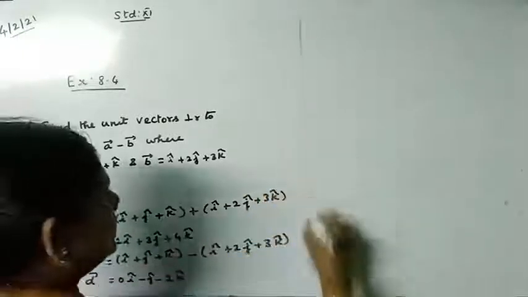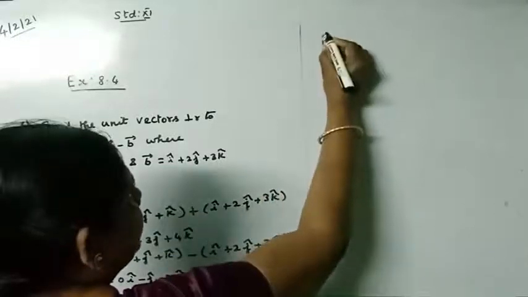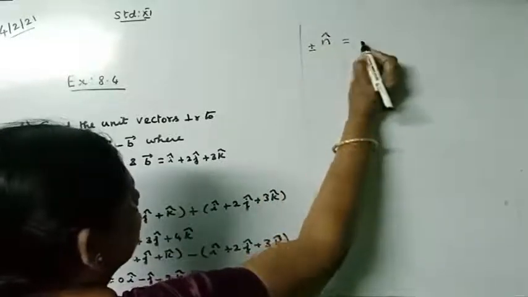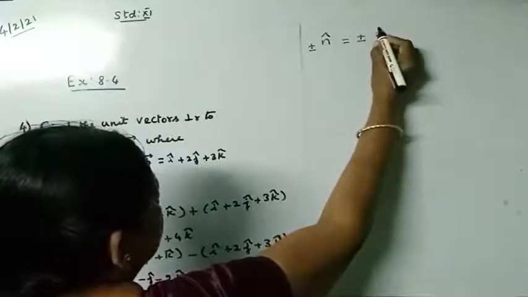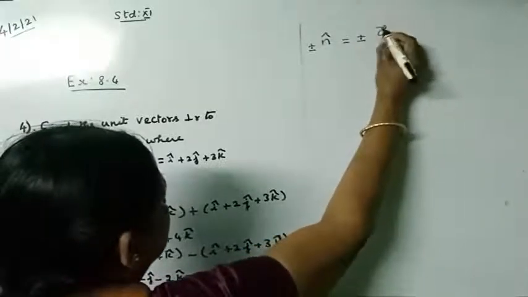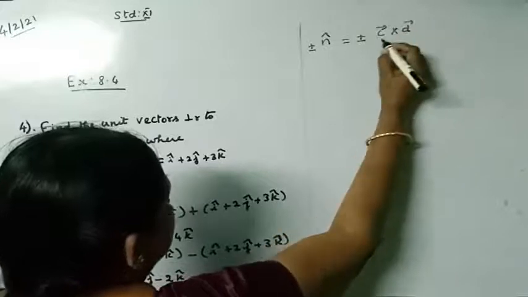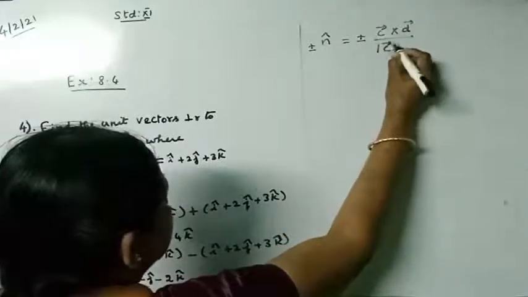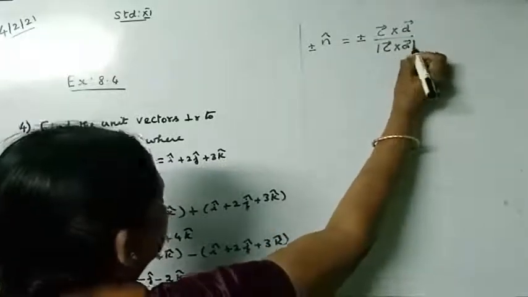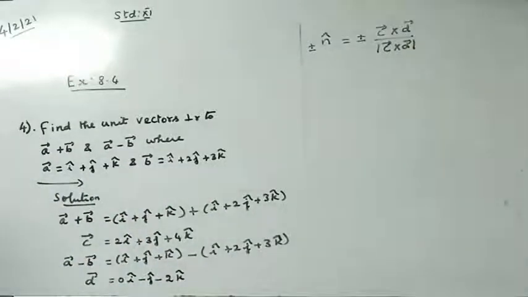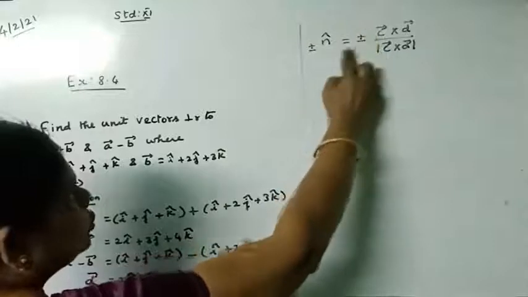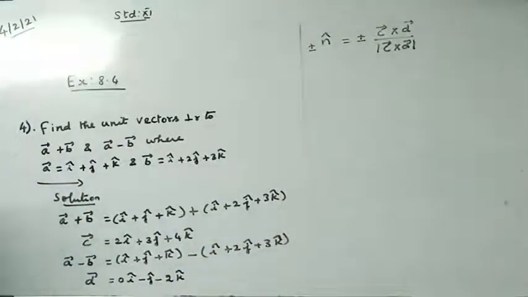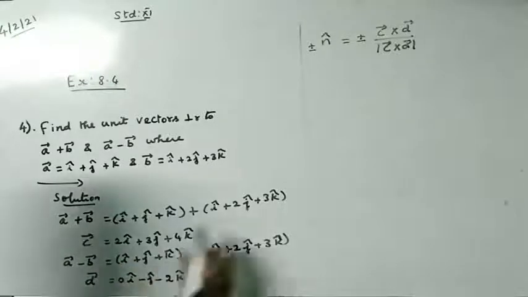Now find the unit vector, that is n cap, plus or minus, is equal to plus or minus C vector cross D vector divided by modulus of C vector cross D vector. That is the formula. Here the magnitude is not given; if the magnitude were given, lambda would have come. The magnitude is not given, so just write this formula. Now let us find this. Now we have to find C cross D.